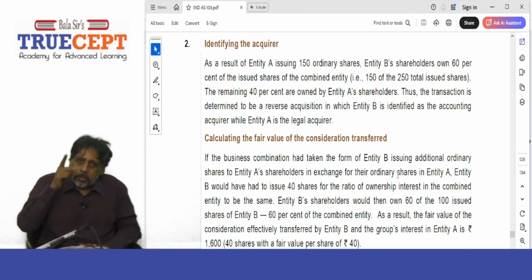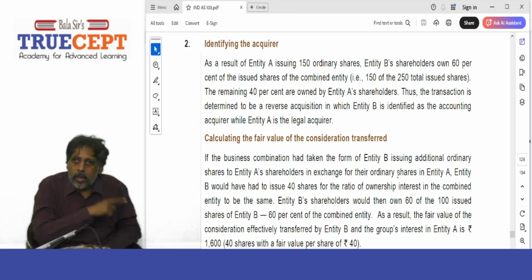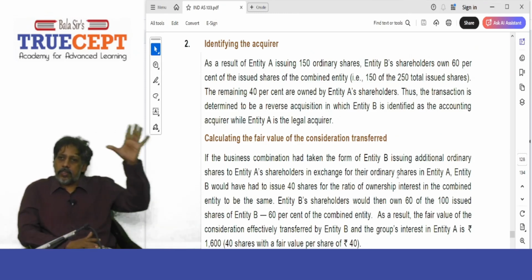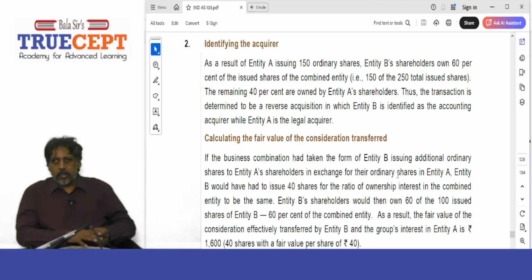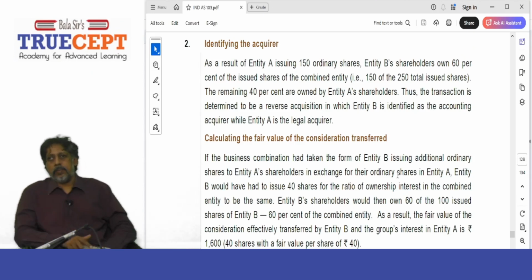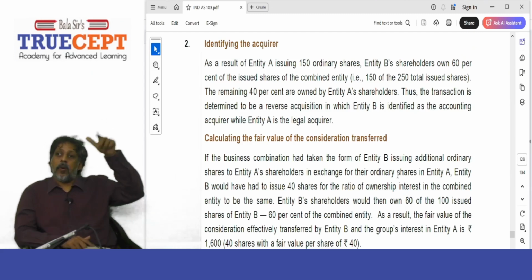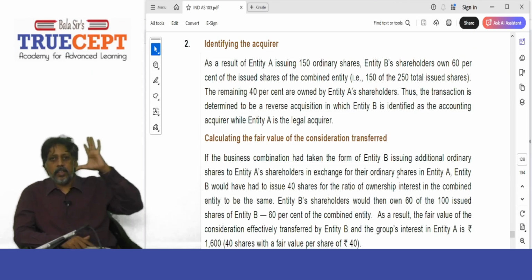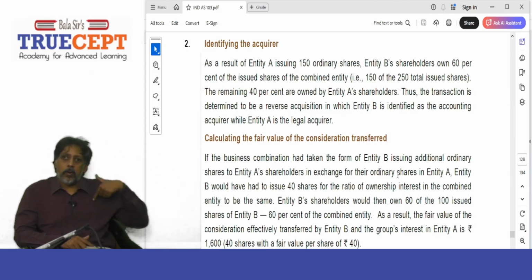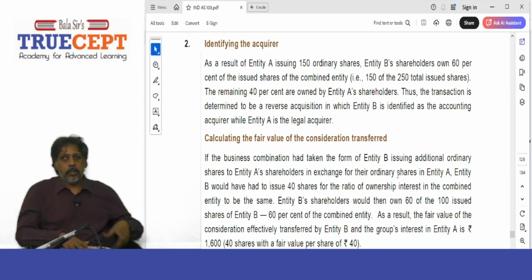Because you're going to issue shares in your company which are valued at 40 rupees each. What is 1,600 by 40? Exactly, you got to allot 40 shares to me in your company. Got it? Now you check this. How many shares are you guys holding? 60. And how many shares would you have issued to my shareholders? 40. Totally how many shares?